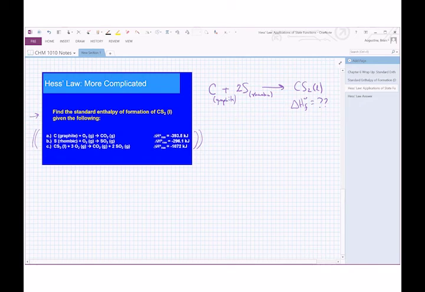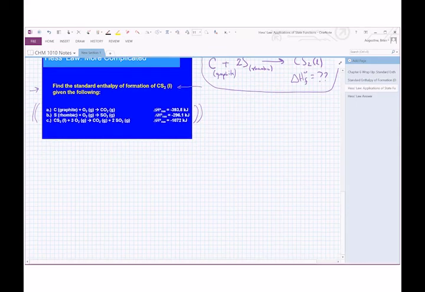So here's how you do this problem. First thing is you need to find out the final equation you're getting to. Sometimes the problem will give it to you. This one doesn't. This one just says find the standard enthalpy of formation. You need to know that means forming it from its elements. But let's assume you've been given this equation.